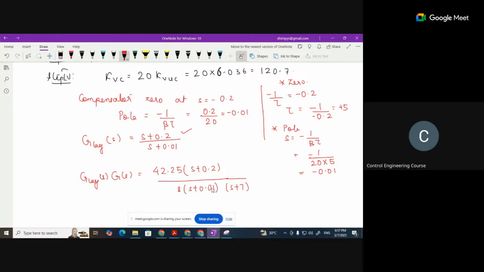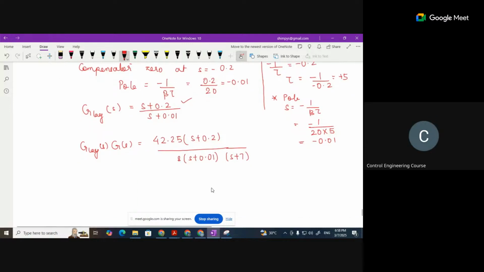Now can you find out the error coefficient for this compensated system from here? I'll tell you why I'm asking this. What will be the error coefficient here? We calculated it earlier for the uncompensated system. Now it is limit s tends towards 0 of s G lag(s) G(s).